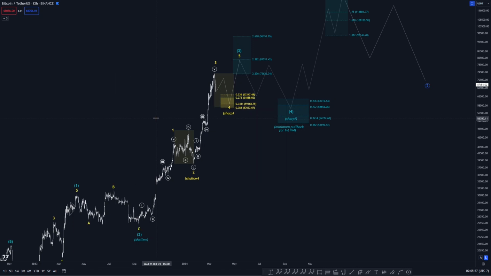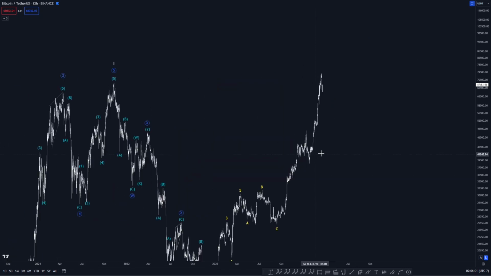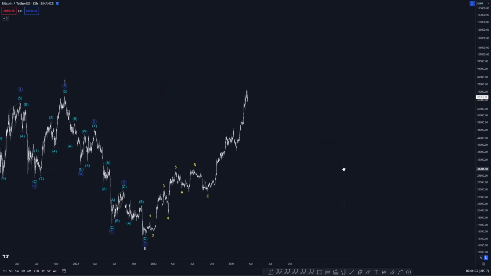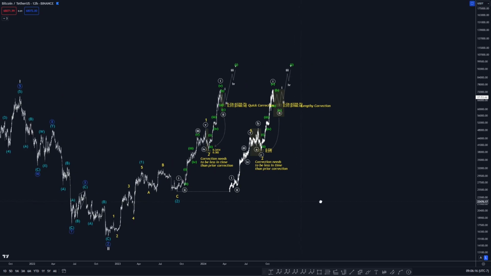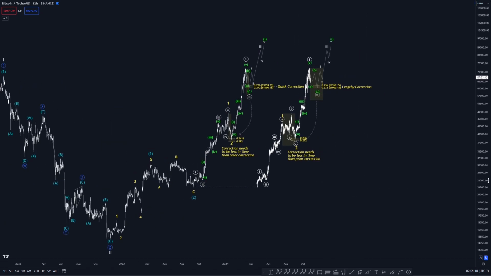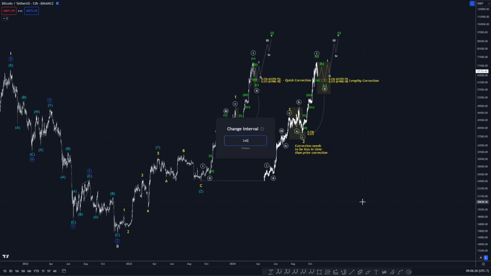Now the variation is more bullish. It's got a very bullish perspective on it, and this is the count that basically takes us to 200K and plus. It's a bullish 1-2-1-2 scenario. Now there's still two different ways that I can see this. Let me zoom in here.